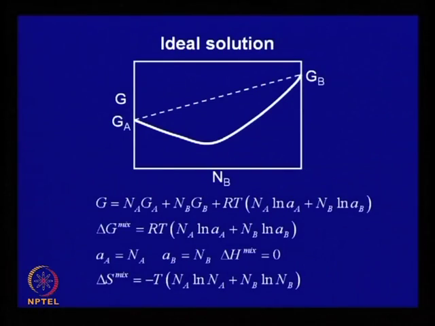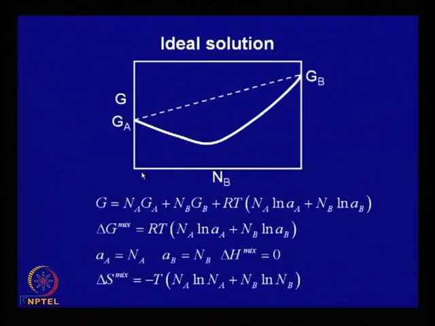Now, let us look at the concept of an ideal solution. What is an ideal solution? Say this is the free energy composition diagram which is shown over here for an ideal solution. So, this is the axis for free energy, and this is the atom fraction B.